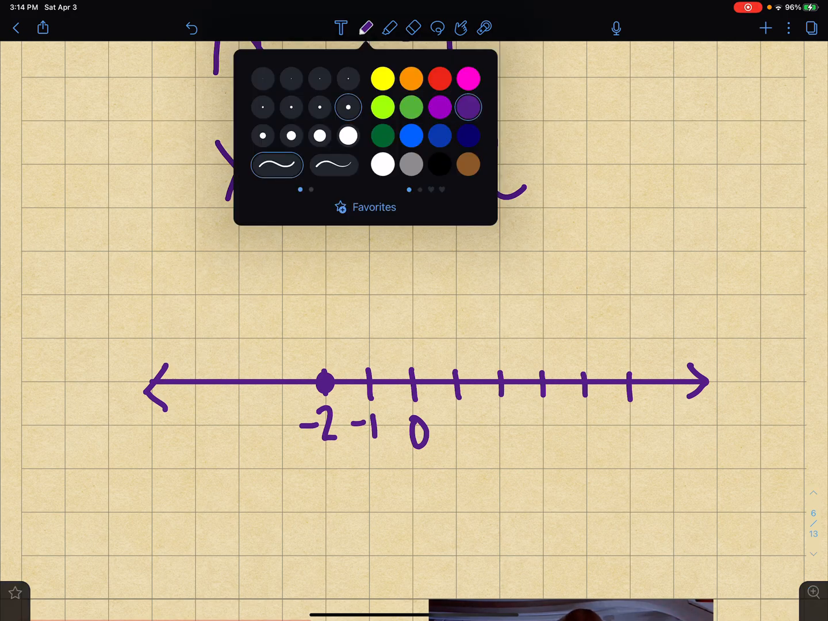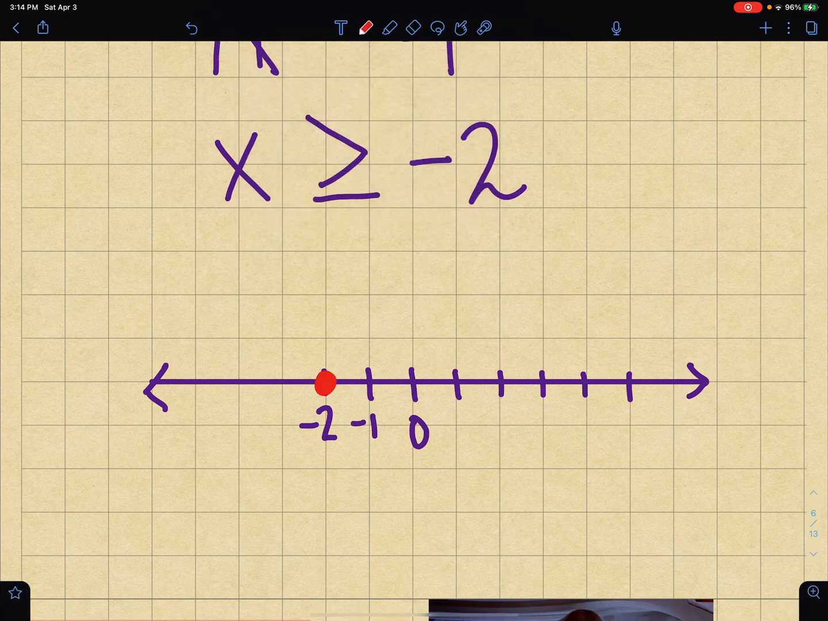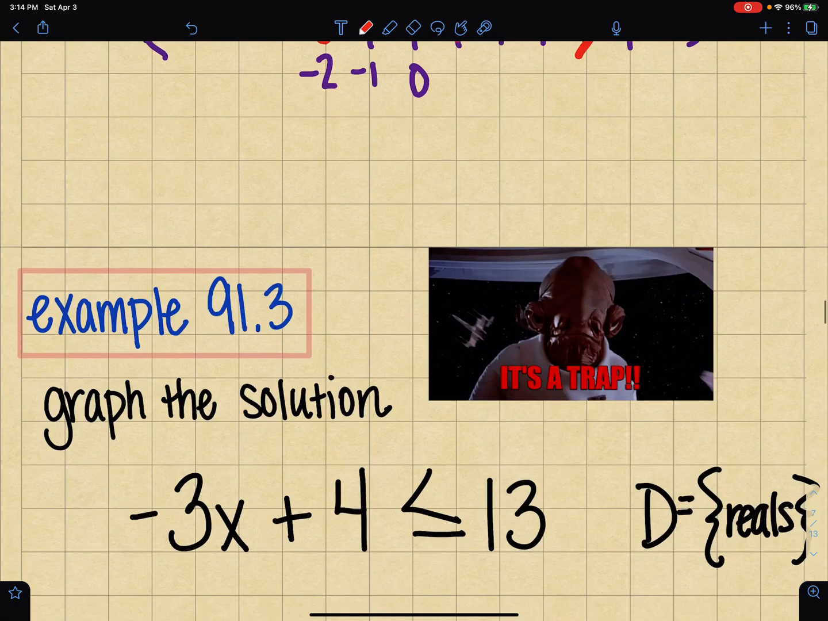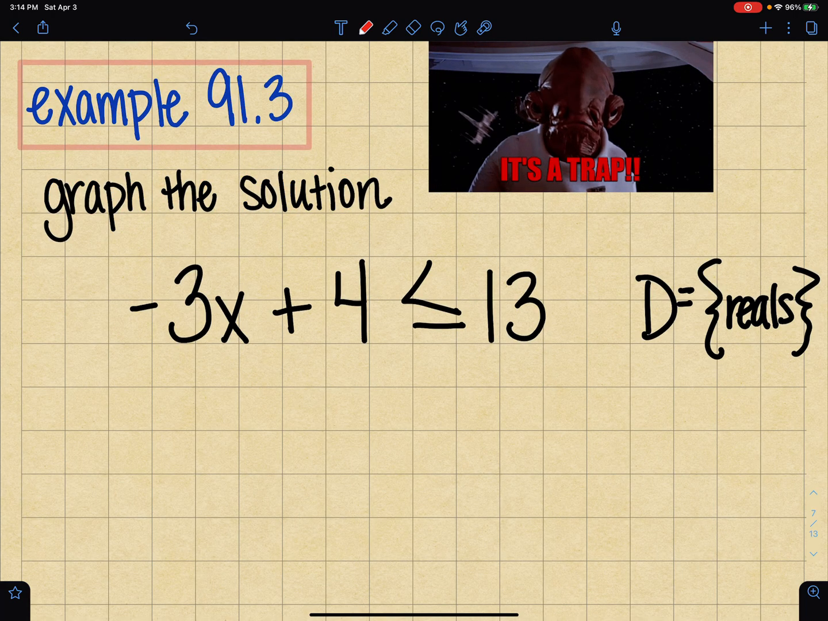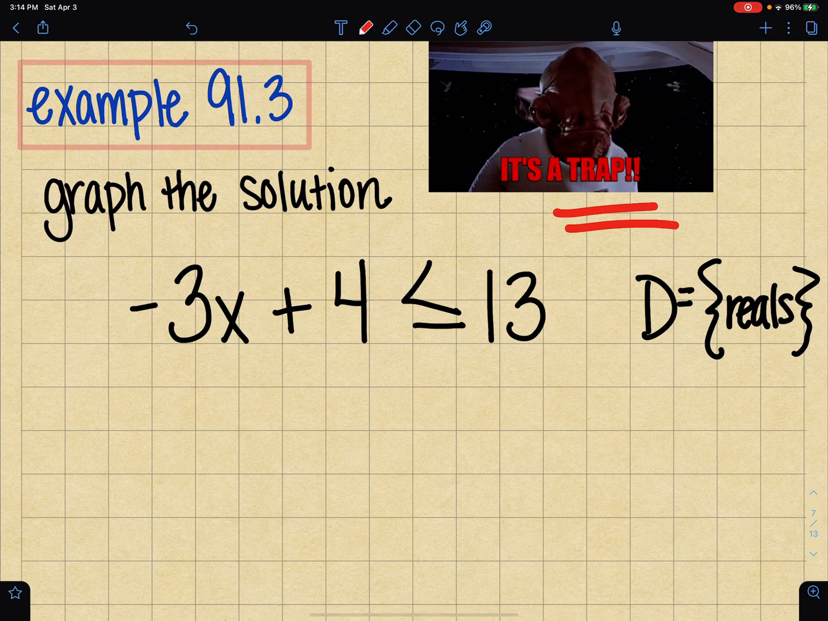So let's just do this. I'm going to make it more clear with a different color. And then you would keep doing this until I've got to put my arrow closer so I don't have to do as many integers. Okay, sweet. Let's do the next example. The next one is 91.3. Don't fall for the trap. It's a trap. Okay, don't fall for the trap because we're probably going to have to reverse that sign, but we'll see. We'll see if we do or not, right?